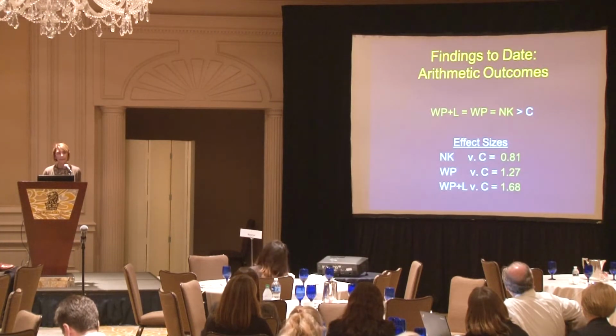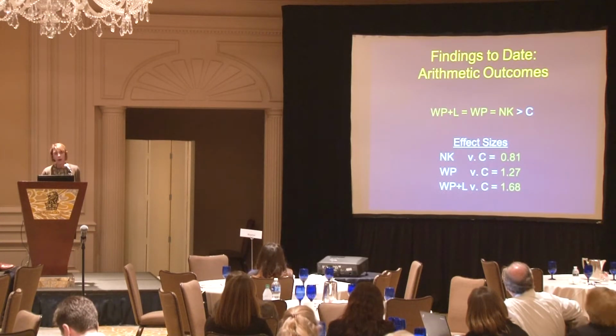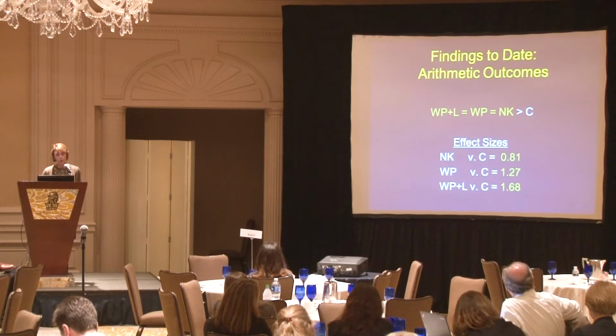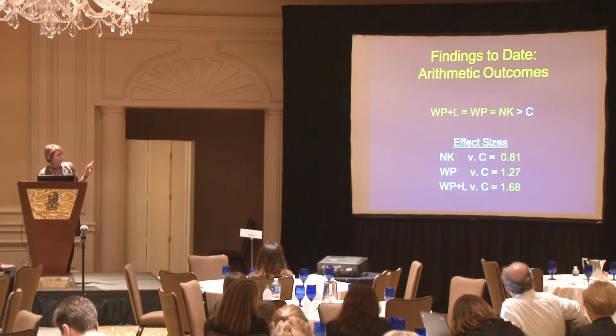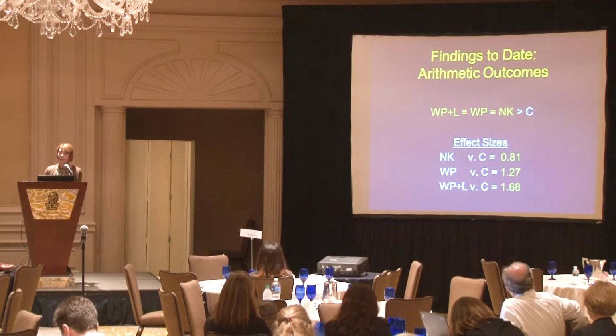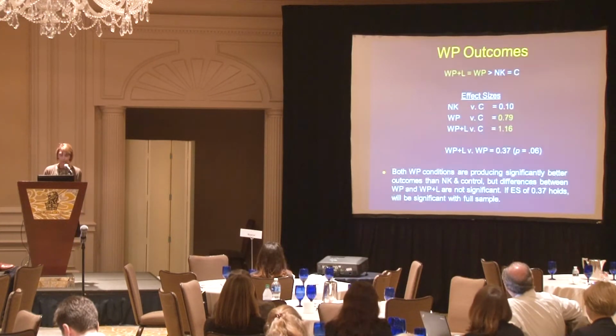So, our findings to date. On arithmetic, all 3 intervention conditions are outperforming the control group. You see what the effect sizes are for each of the 3 conditions versus the control group. So the way you read this, for example, is the number knowledge condition versus control. The effect size between those conditions on the outcome is 0.81 standard deviations.